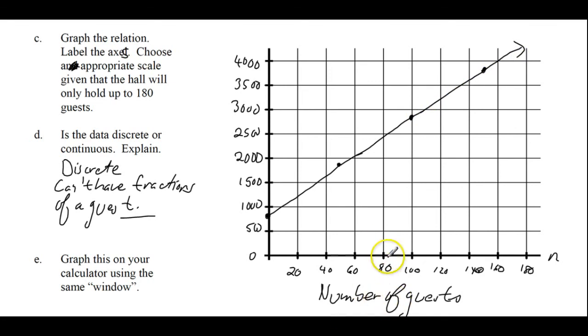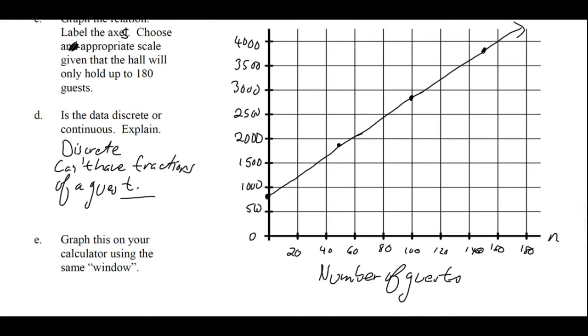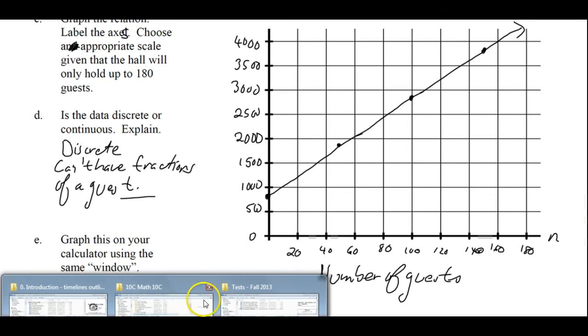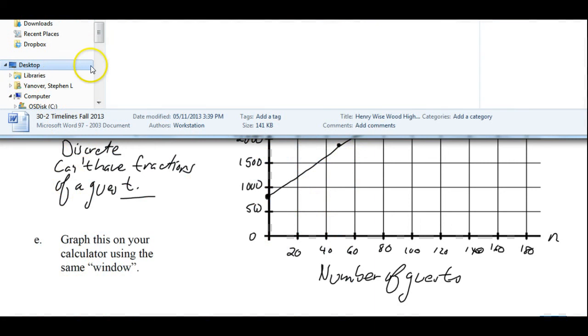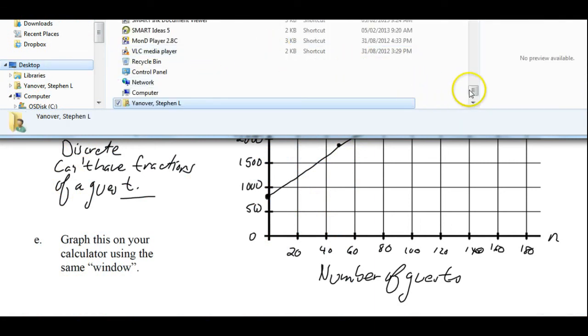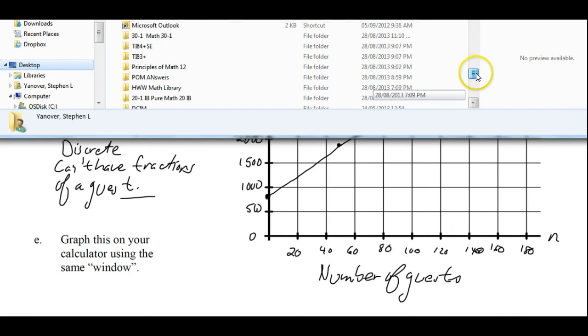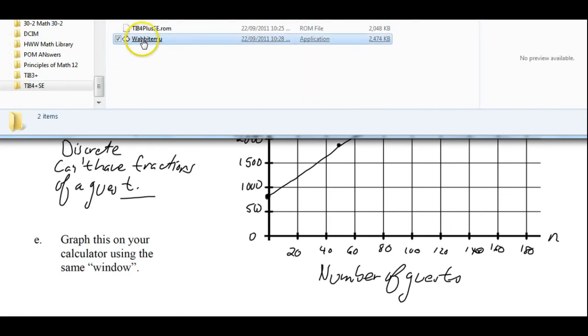But this is helpful. We'd say, well, if there's 80, then it's going to be almost $2,500. If there's 60, it's going to be this, right? We can read in between. We need to graph this on your calculator using the same window. So let's go to the desktop, and we will pull up a calculator.